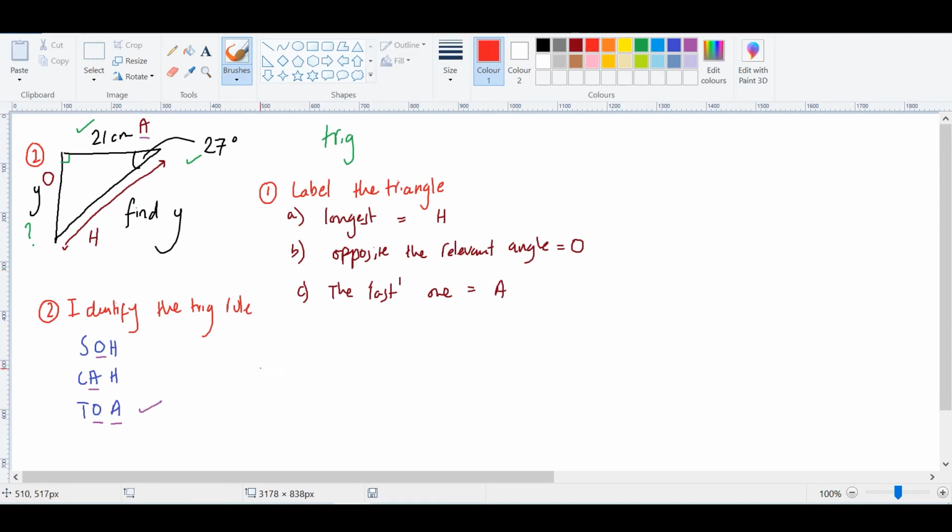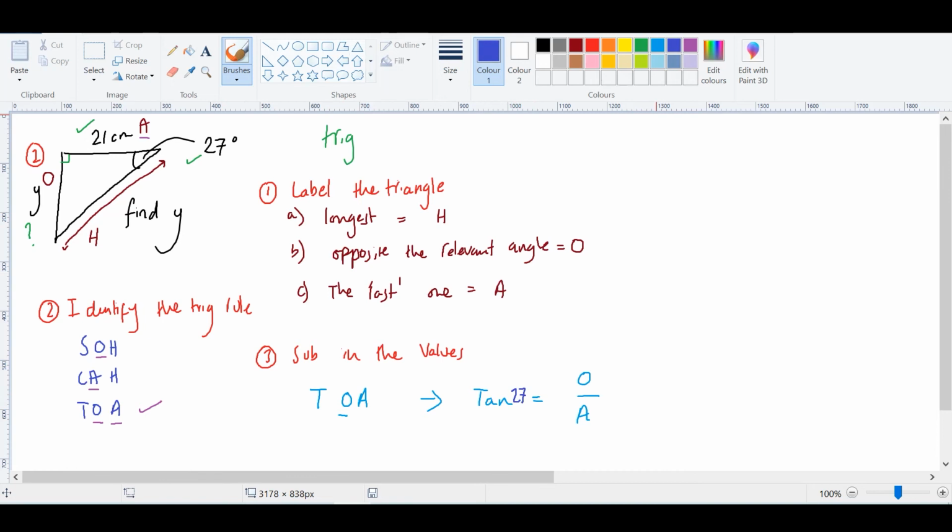Okay, and then step 3, we sub in the values. So now we just write the, so what is it, TOA, right? So that becomes tan. In the rule, O comes first, right? So it's O over A. Okay. So what was the angle? Sorry, angle was 27, right? So let's put 27 there.